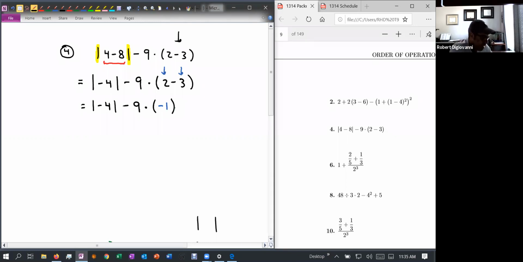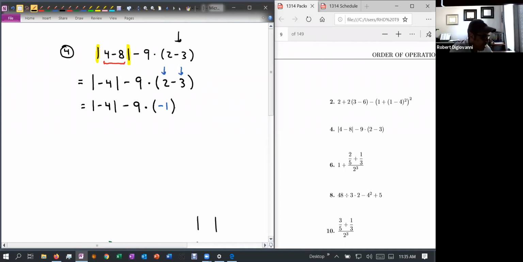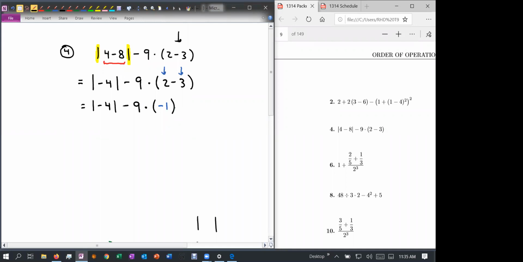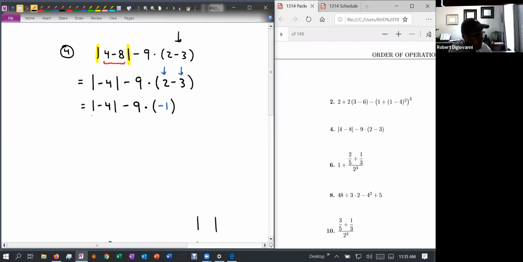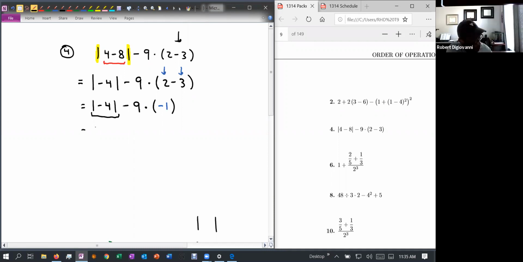All right, what do y'all want to do next? Oh, left to right now, right? We can go left to right. Well, we do have subtraction and multiplication, so we'd have to do the multiplication. But do y'all want to do the absolute value of -4 right now? We can actually turn that into 4, can't we? Okay, yeah. So let's just turn it into 4. 4 minus 9 times -1.